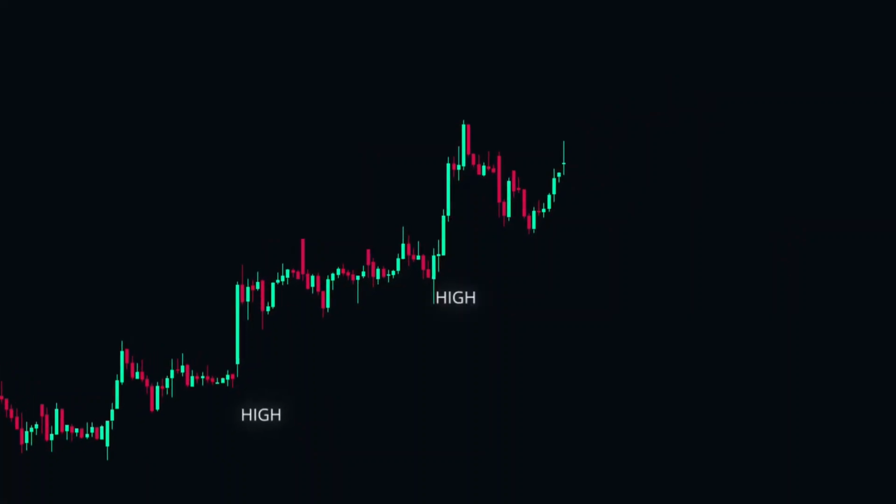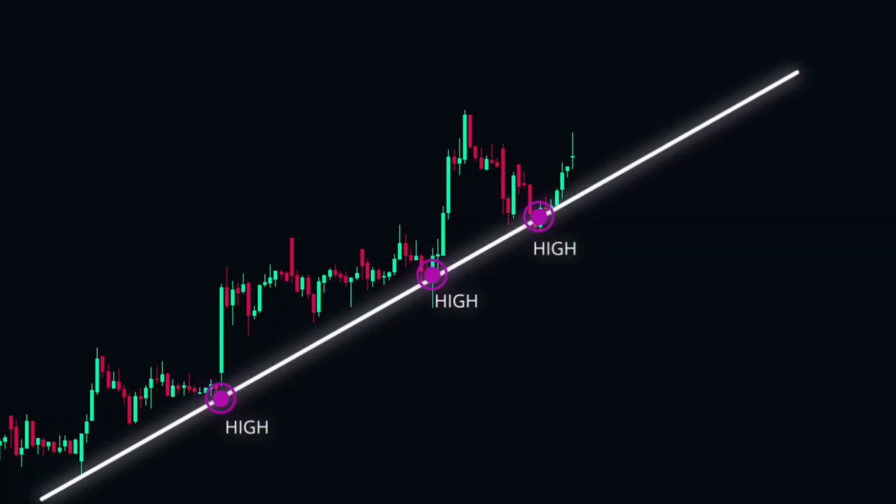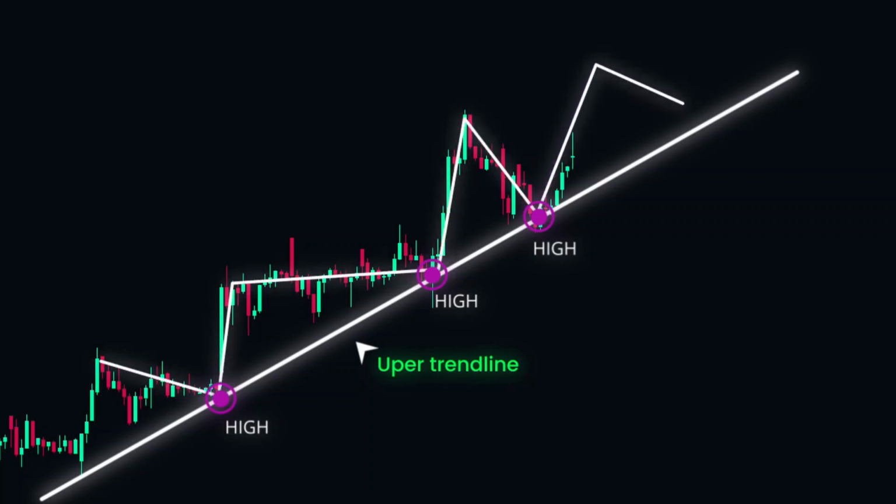For example, if the price is making higher highs and moving up, we'll draw a trend line connecting all the swing lows. We'll call this an uptrend line. This trend line tells us that buyers are currently strong in the market. The price is repeatedly taking support here and moving up. The next time the price returns to this support, you can see a good trading opportunity.